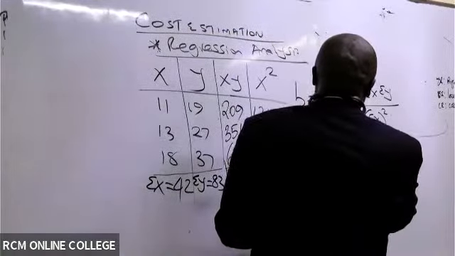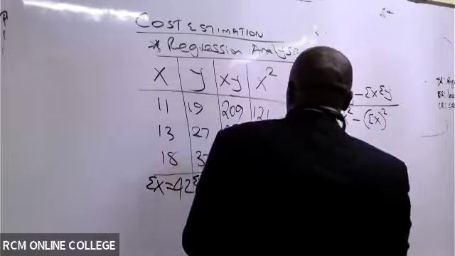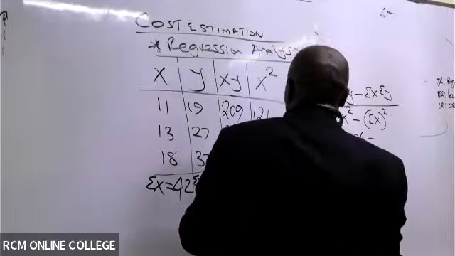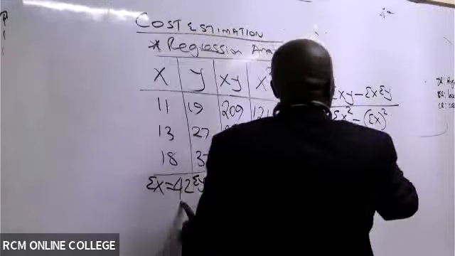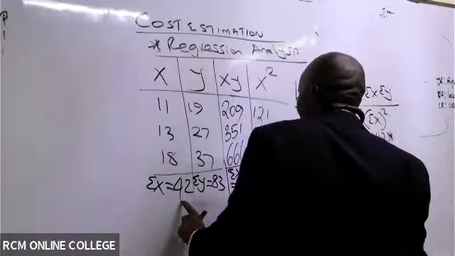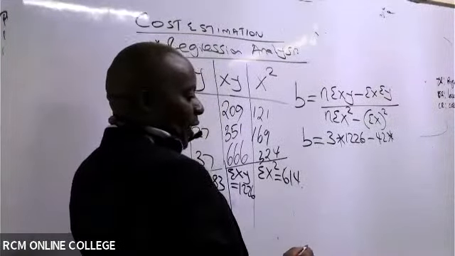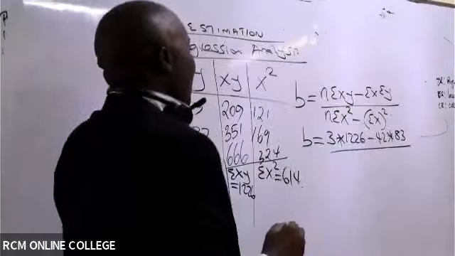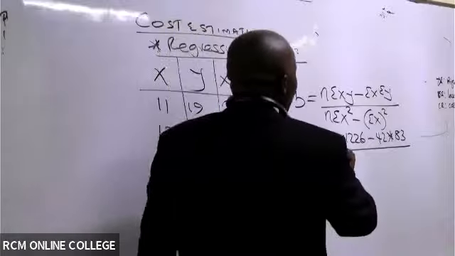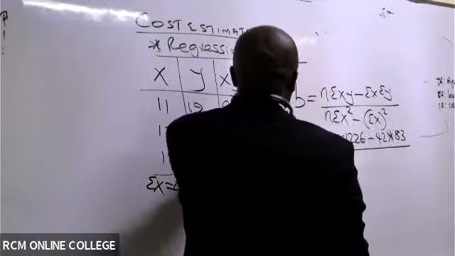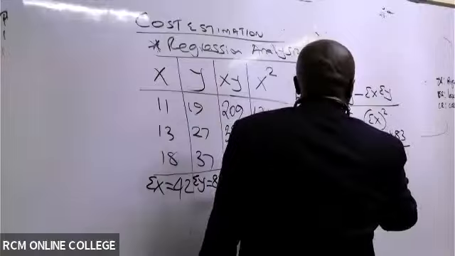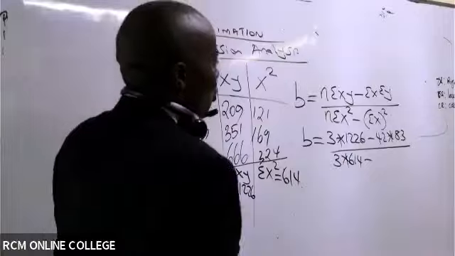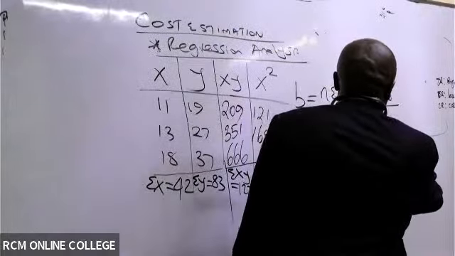So B will be equal to n, which is 3, times the summation of xy, which we already have here. It is 1226, minus the sum of x, which is 42, times the summation of y, which is 83, all over n, where n is constant at 3, multiplied by sigma x squared, which is 614, minus the sum of x, 42, squared.